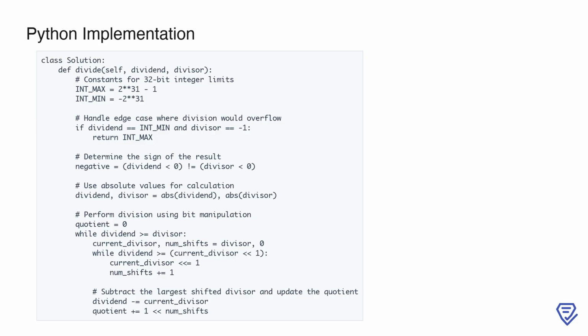We initialize the quotient to 0 and repeatedly subtract the largest possible shifted divisor from the dividend. For each subtraction, we calculate how many times the divisor can be shifted left, doubling it each time, until it exceeds the dividend. Once we find the largest valid shifted divisor, we subtract it from the dividend and update the quotient accordingly by adding the corresponding power of 2.